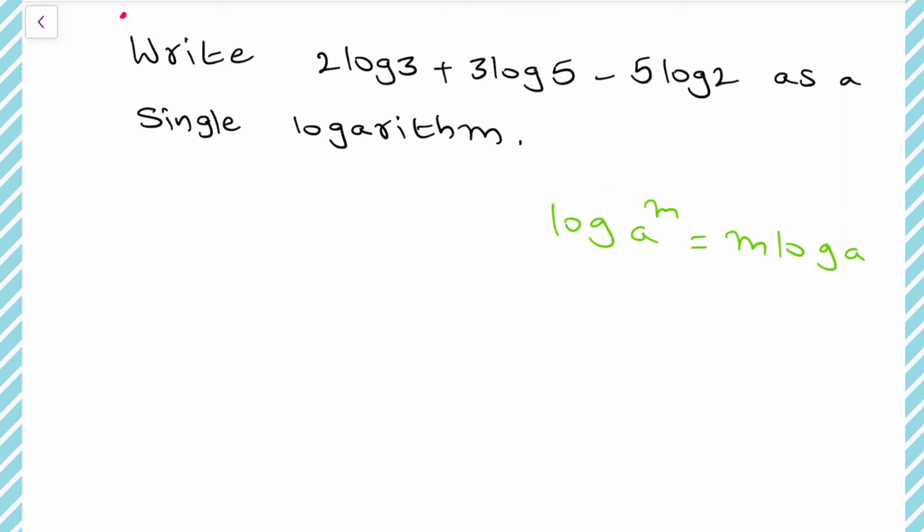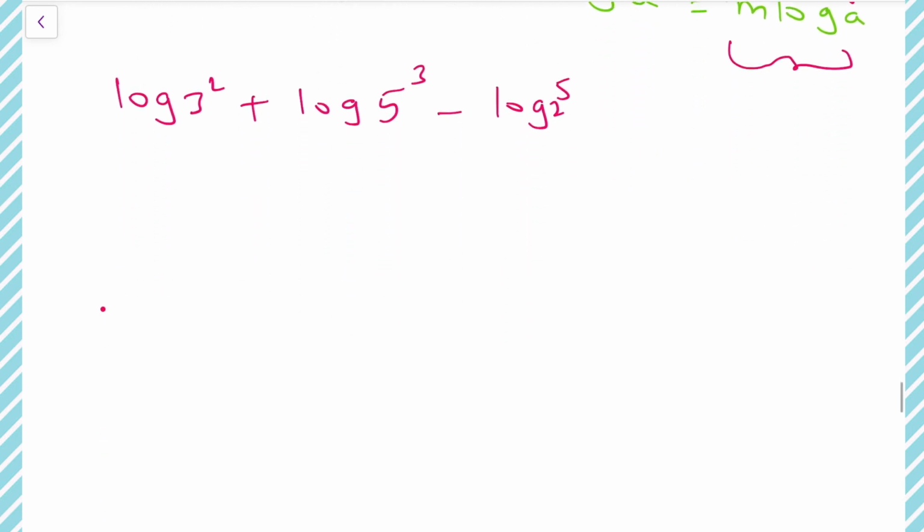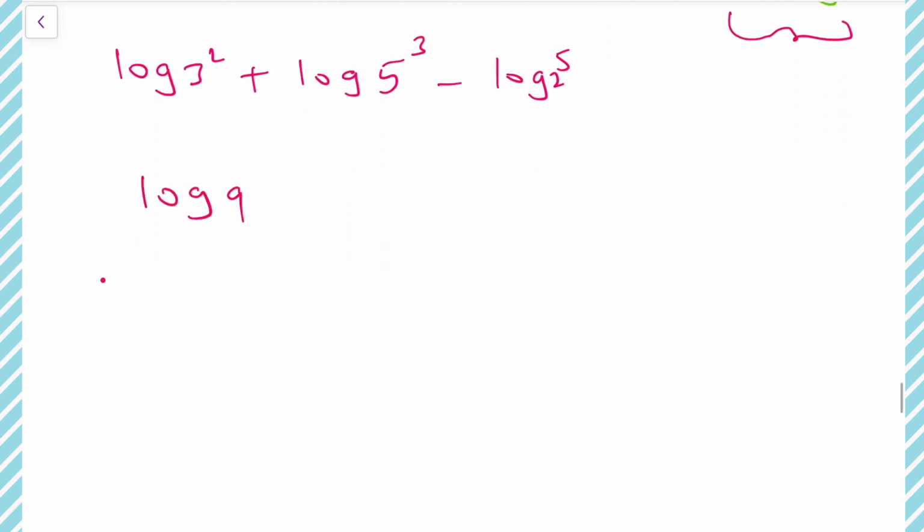Now in this case, from RHS we will move to LHS. On the front side, if a number is there, it will go as the power. So here 2 is the front number, it will go as the power. 3 is the front number, it will go as the power. 5 is the front number, it will go as the power. Then we will get log 3 square plus log 5 cube minus log 2 power 5. Let us simplify this further now. Log 3 square is 9, plus log 5 cube is 125, minus log 2 power 5 is nothing but 32.